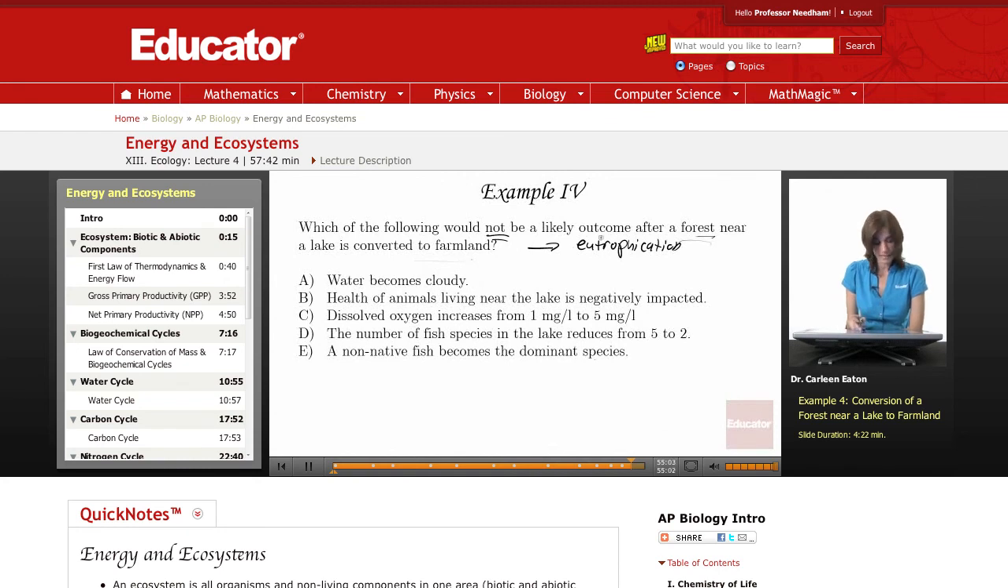So what would not be a likely outcome? Water becomes cloudy. That is a likely outcome of eutrophication. Really, the topic here is eutrophication. B, the health of animals living near the lake is negatively impacted. This is likely if eutrophication occurs, because the toxic algae in the lake during an algal bloom can make their way up the food chain as the consumers and then the secondary consumers and the tertiary consumers end up ingesting this toxic algae directly or indirectly. So this is a likely outcome.